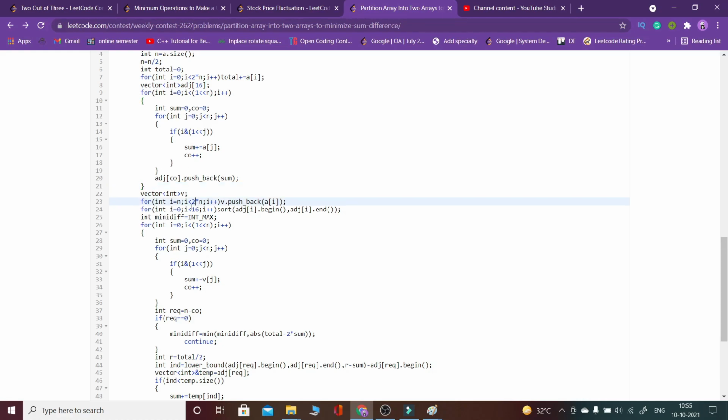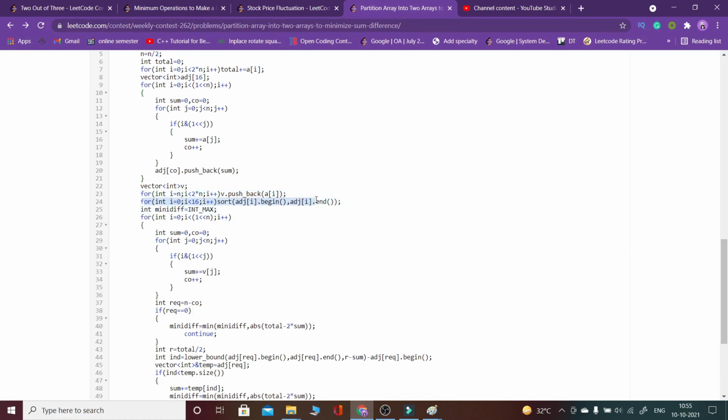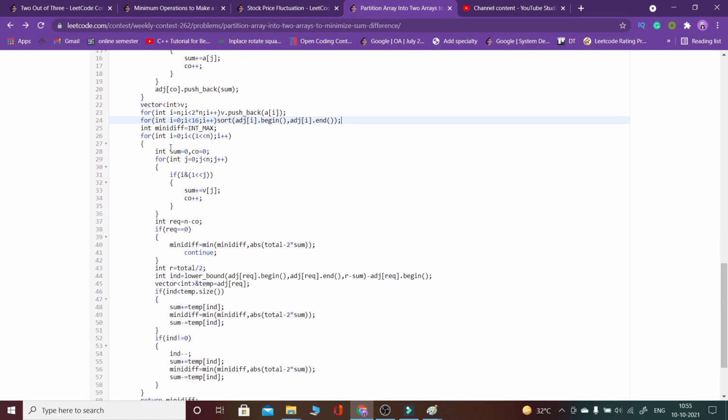Also, I have sorted each and every subset size. Like, I sorted the sums that I was pushing back into the vector matrix. Okay, so why have I done this? I have done this so that I can optimize it further. I can directly access which sum I should take for minimum difference. That we can do directly. I will tell you how I did that.